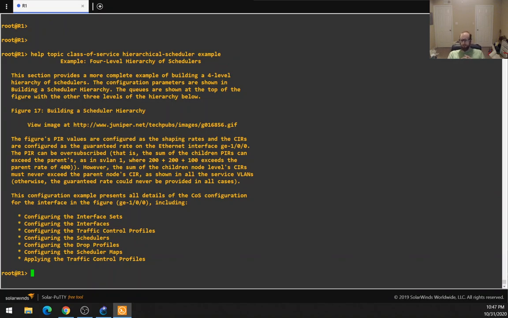This configuration example presents all the details of the CoS configuration for the interface, including the interface sets, the interfaces, traffic control profiles, schedulers, drop profiles, scheduler maps, and applying the traffic control profiles.